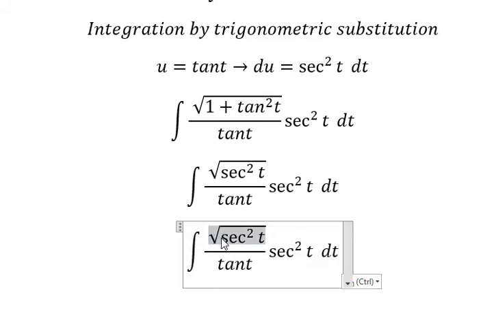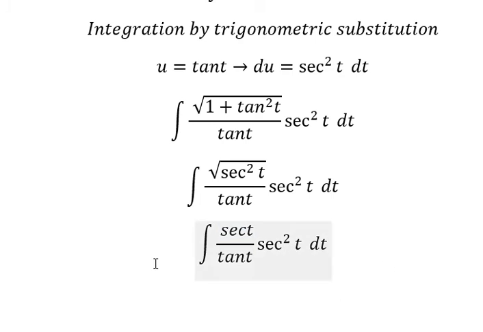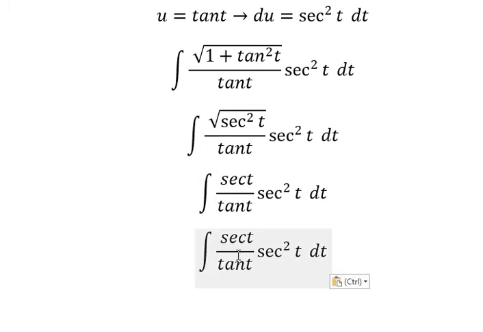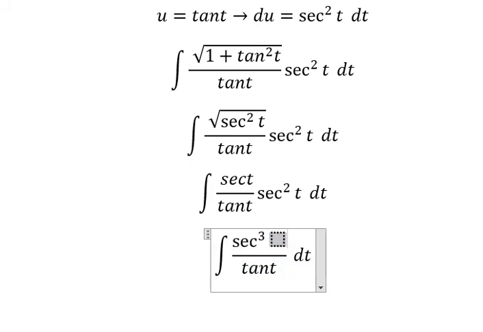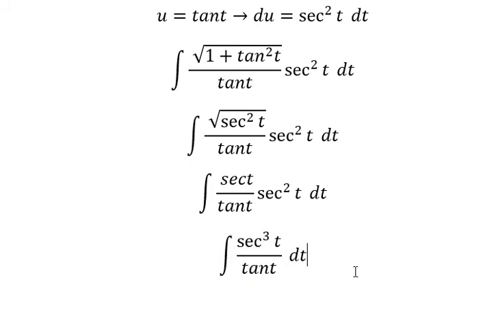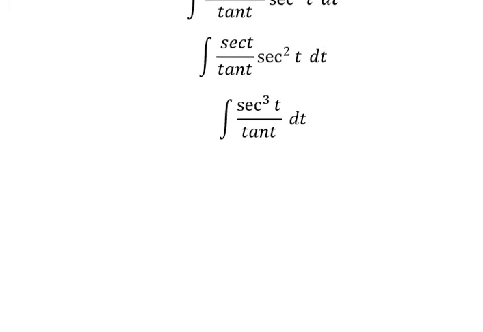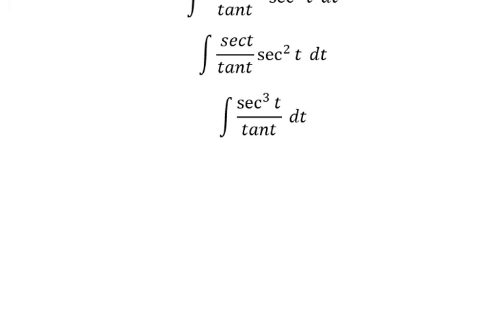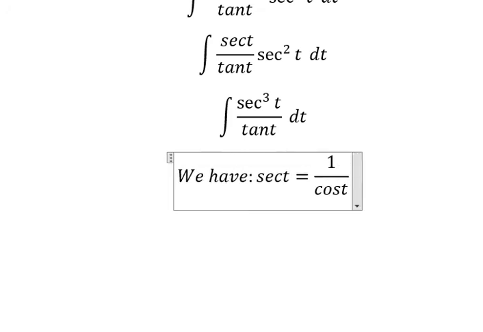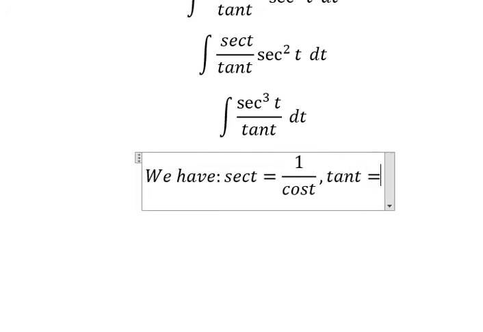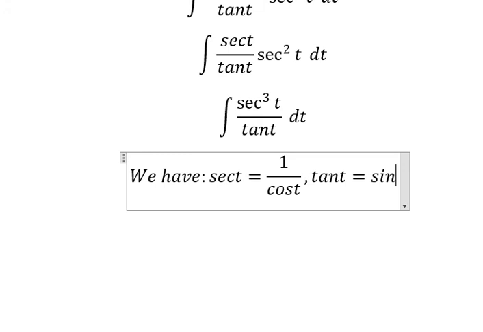So this one we have secant of t. Secant of t with secant of t squared, we have secant of t to the power of 3. Next we have the formulas in here. Secant of t equals 1 over cosine t. Tan t equals sin t over cosine t.